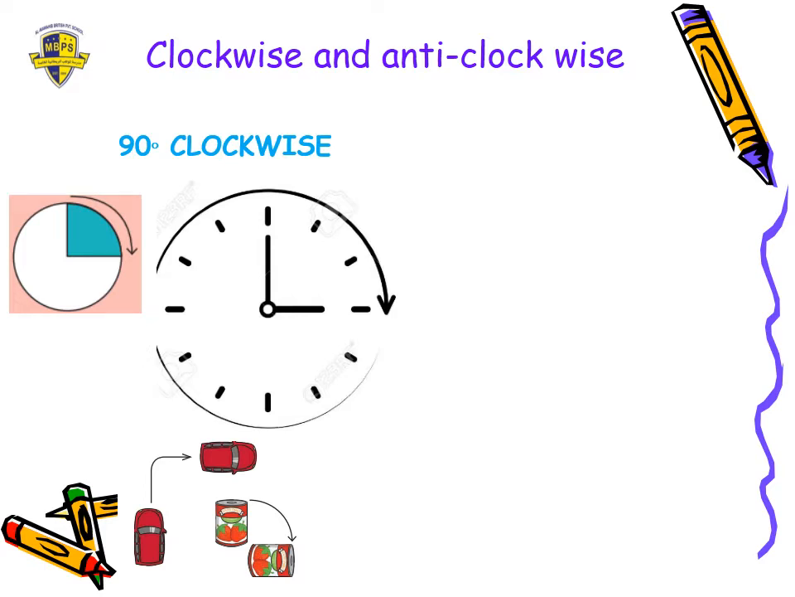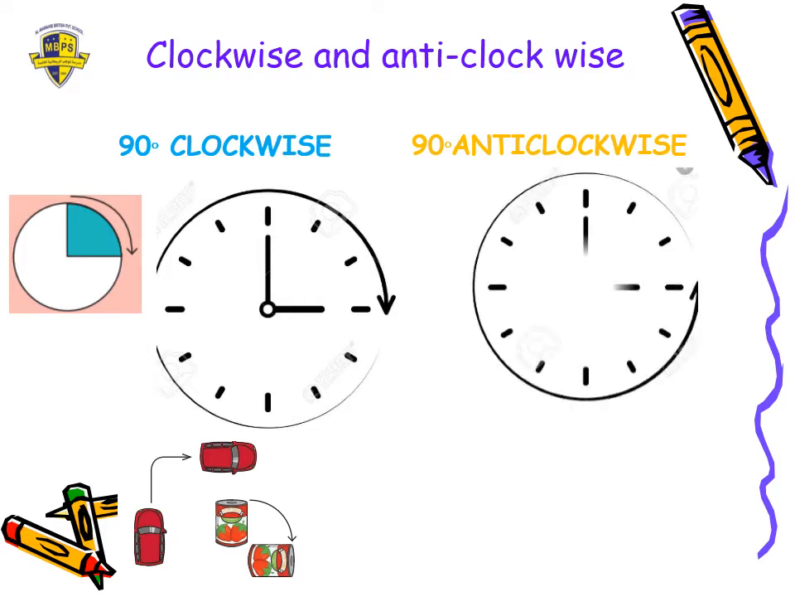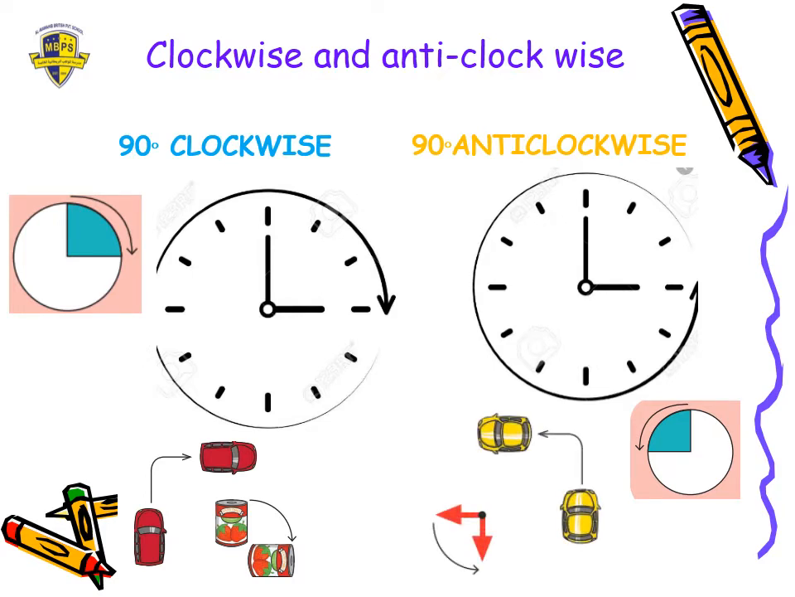Now anti-clockwise, we say it's from left to right. Is it correct? Yes. See, this is from the left side going to the right side. This is the 90 degree anti-clockwise. And here, this car, sorry, the yellow car, we rotate it 90 degree anti-clockwise. So this goes like an L shape to the left side.